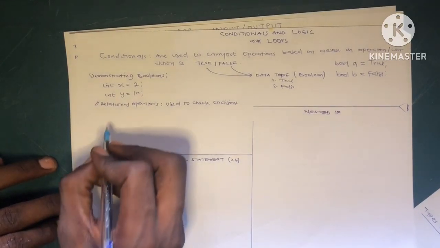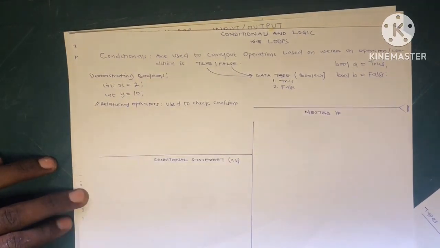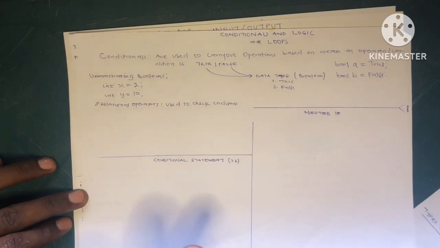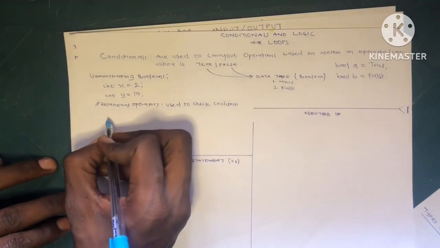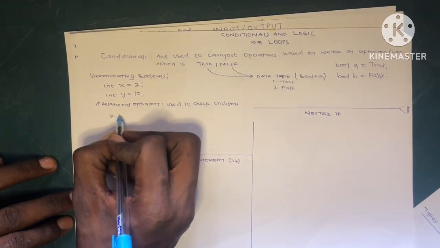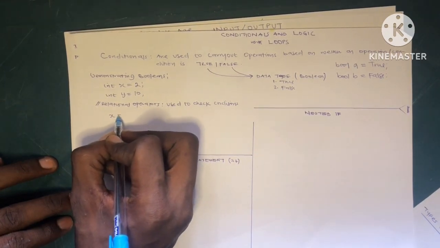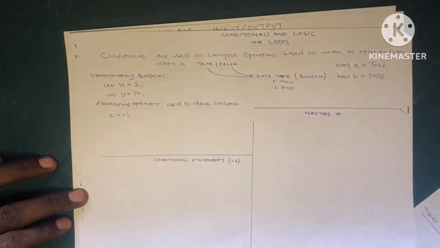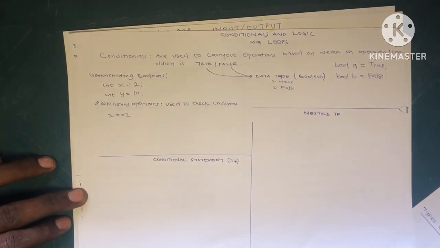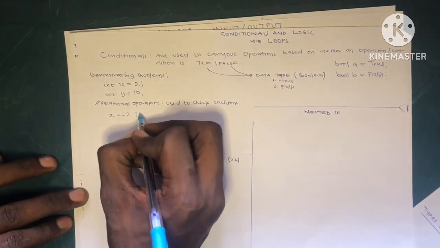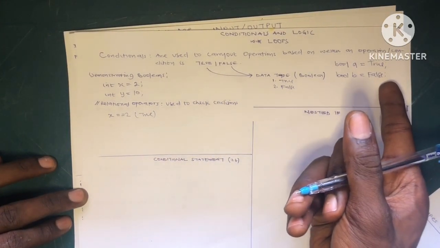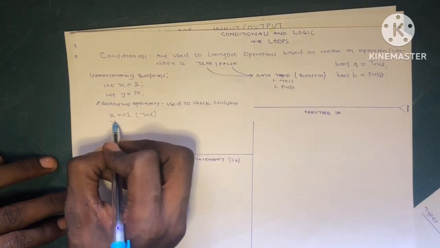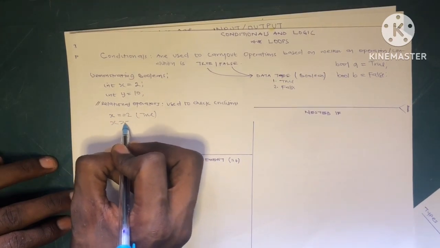Now, let's discuss how to use it. Do you know what a relational operator is? A relational operator is normally used to check a condition. For example, can we say x is equal to 2? Is x equal to 2? What is the answer? True. Can you see I'm now demonstrating Boolean values? x equal to 2. Is x greater than or equal to y?